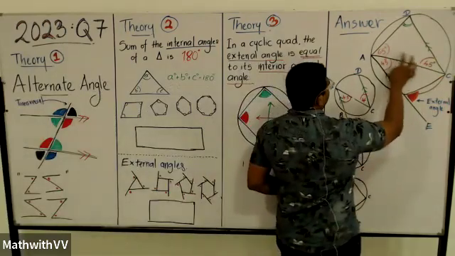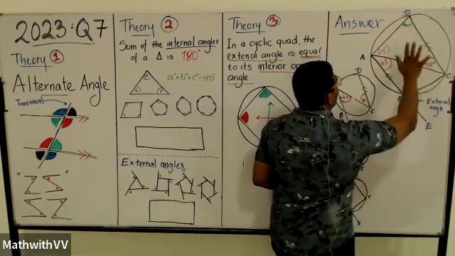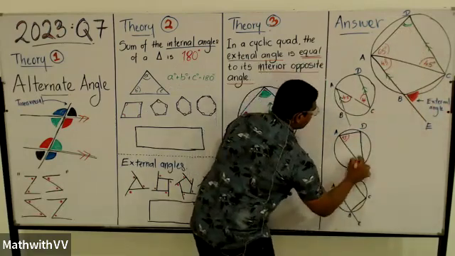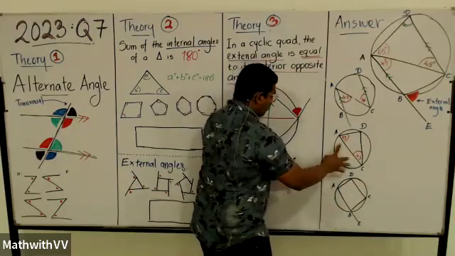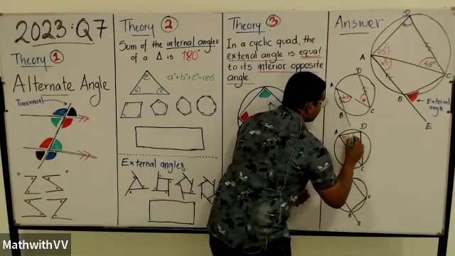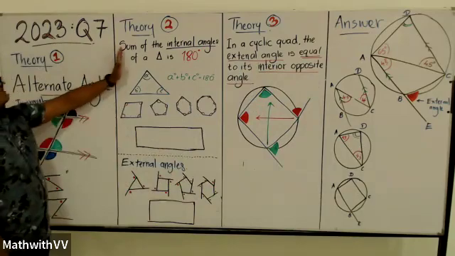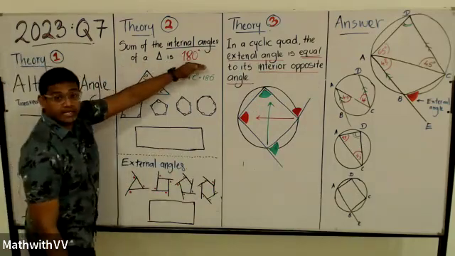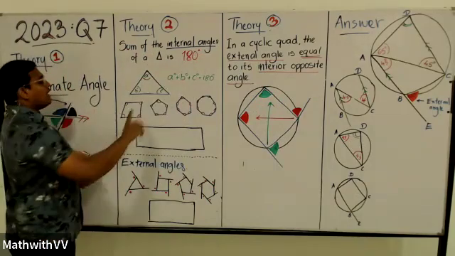The next one. Now I have 65 and 45. I need the third angle. I will consider ADC as a triangle. In a triangle, if I know two angles, can't I find the third angle? I can. So what is the theory we use? The sum of the internal angles of a triangle is 180 degrees. Clear?